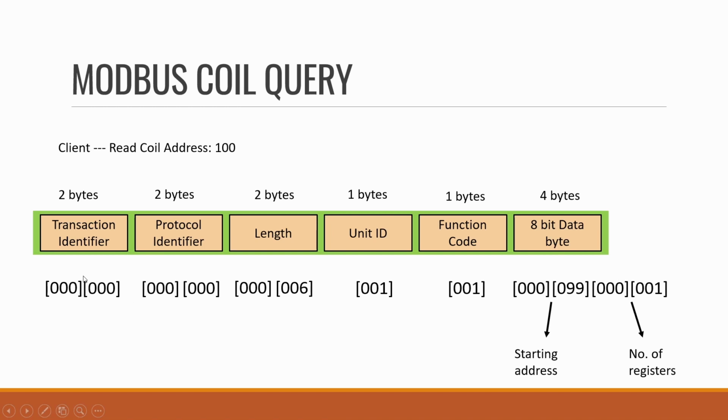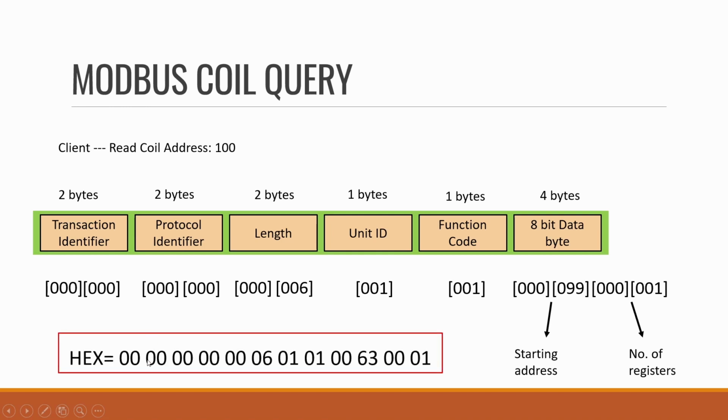All these values are represented in decimal. In your protocol analyzer, you will only see hexadecimal format, so you need to convert this into hexadecimal format. After converting this into hexadecimal format, this is what the application protocol data frame will be like.